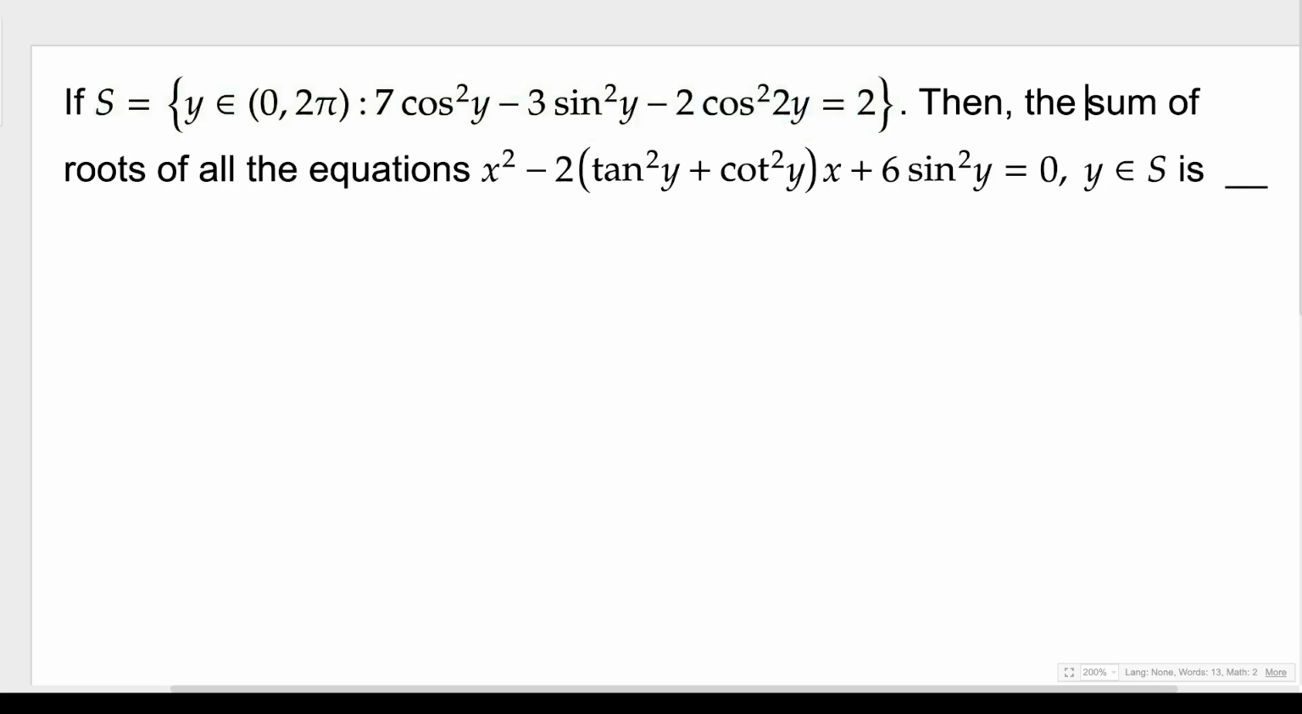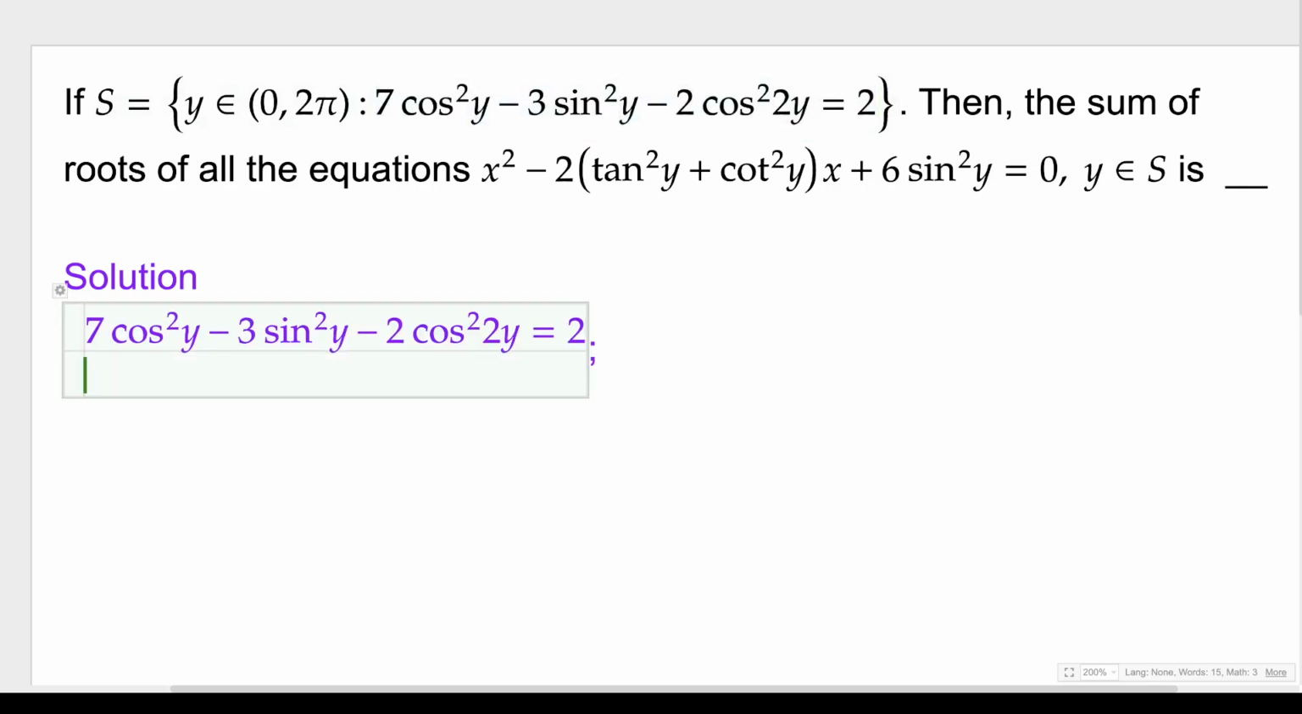So in that case, the sum of roots of all the equations, and here it is given x square minus 2 times tan y square plus cot y square times x plus 6 times sin y square, that is equal to 0, and y will take the value from set S. Y belongs to set S. Now proceeding towards the solution part. So first of all, I will consider this equation.